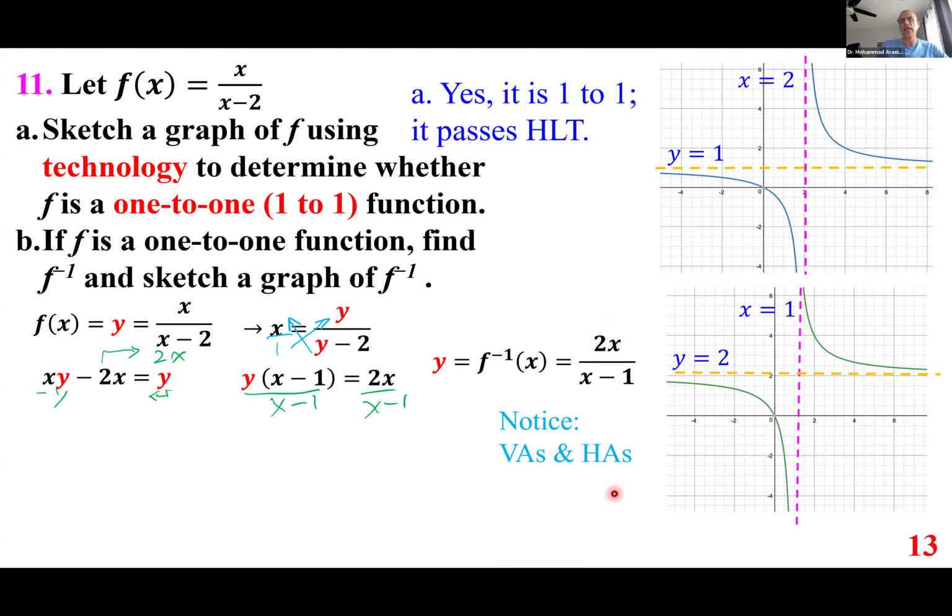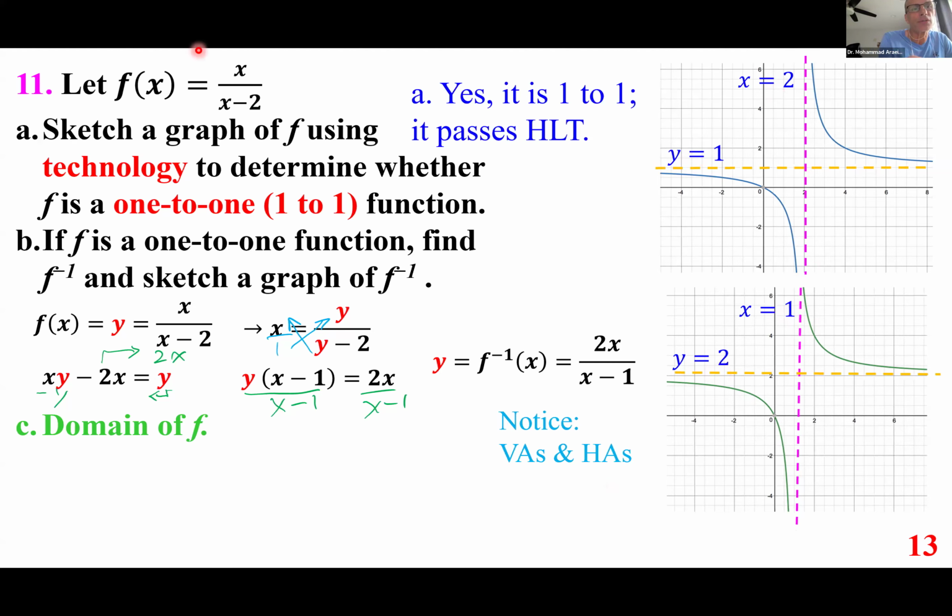And notice the vertical and horizontal asymptotes in the following manner. What has happened? Again, the vertical asymptote x equals 2 corresponds to the horizontal asymptote y equals 2 for the inverse function. The horizontal asymptote y equals 1 corresponds to the vertical asymptote x equals 1 for its inverse. Okay? That's what I want you to notice. This is extremely important.